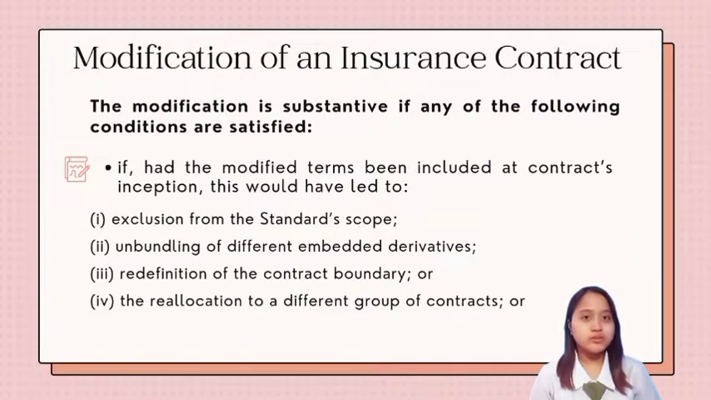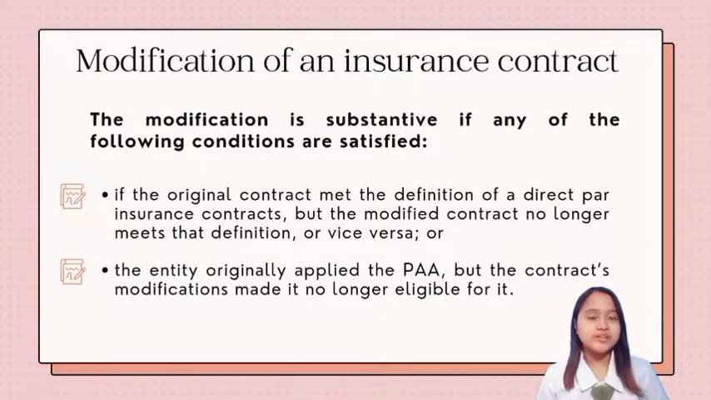If, had the modified terms been included at contract's inception, this would have led to exclusion from the standard scope, unbundling of different embedded derivatives, redefinition of the contract boundary, or the reallocation to a different group of contracts, or if the original contract met the definition of direct participating insurance contracts, but the modified contract no longer meets that definition, or vice versa. Or the entity originally applied the premium allocation approach, but the contract's modification made it no longer eligible for it.